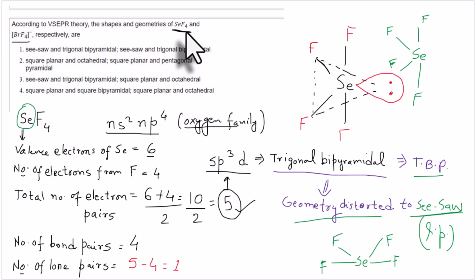So SeF4 has which shape? Seesaw shape. The first option and third option both have seesaw. And the regular geometry for SeF4 is trigonal bipyramidal. The first and third options both have trigonal bipyramidal, so these two could be our possibilities. To clarify, we move on to the next compound, BrF4 minus.